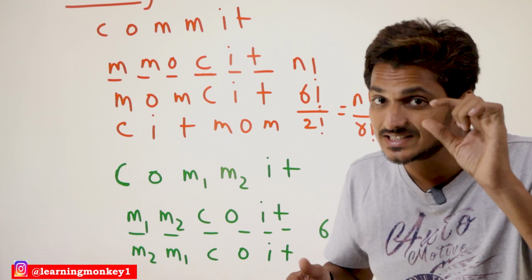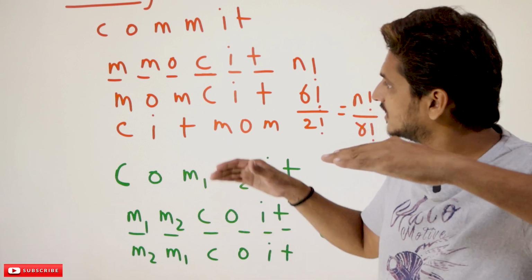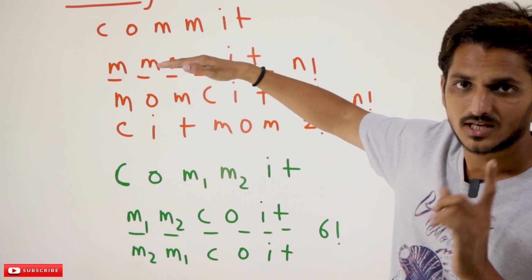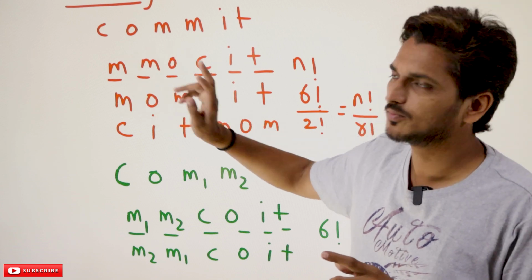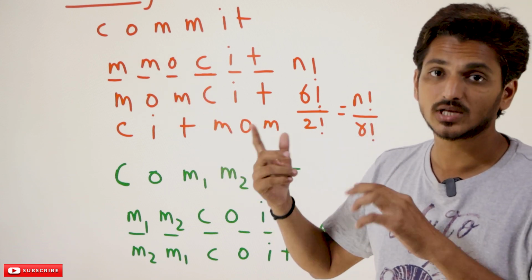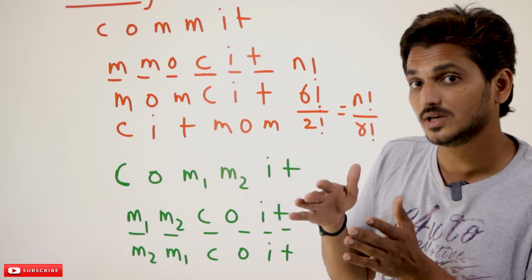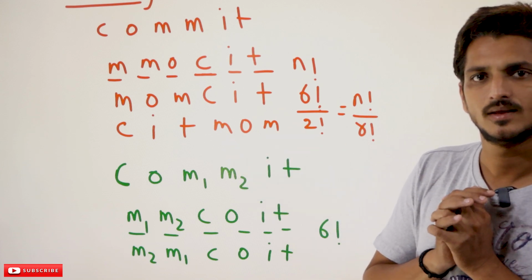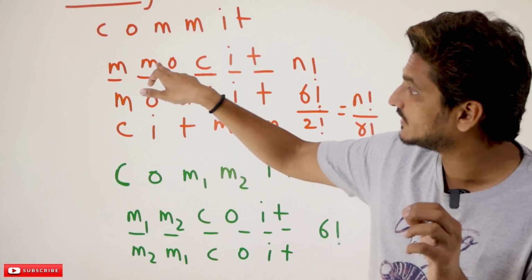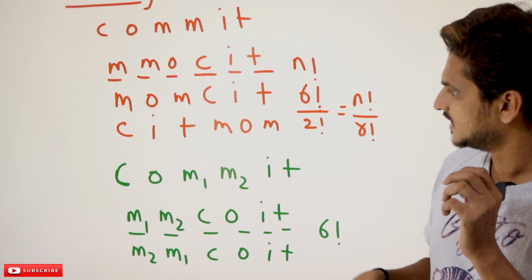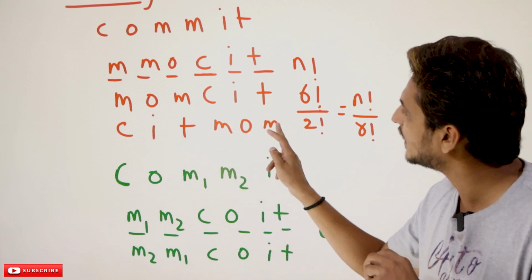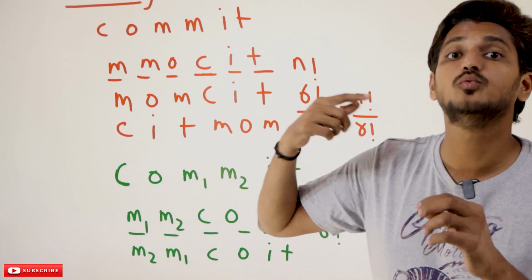For each arrangement, you are missing one option. By swapping the M's, you are not supposed to swap them. The second possibility is missing. You are not supposed to do that if you have repetitions. Similarly, this is one more possibility: C-I-T-M-O-M. If you swap these two, you are not getting a new one.